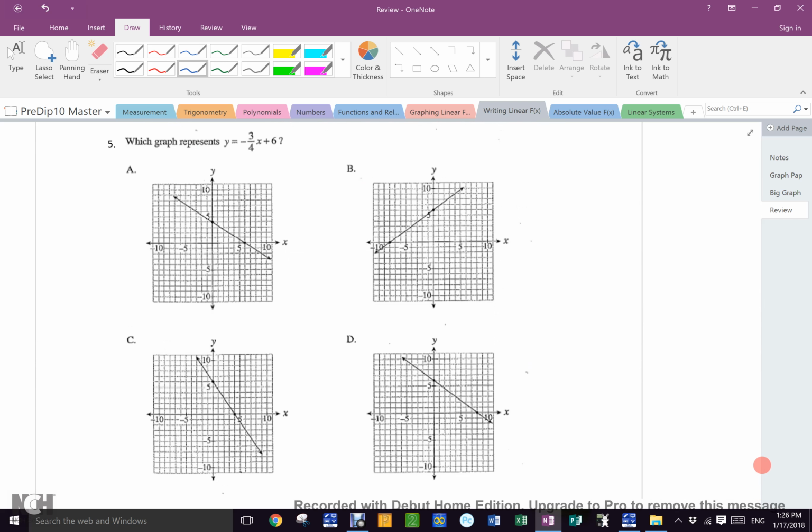Which graph is this? It's got a y-intercept of positive 6, and it's got a negative slope. So it can't be that one. It can't be that one. It has to be one of these two. This one goes from 5 to 5. That's a slope of 1, so it can't be that one. It has to be this one. D.